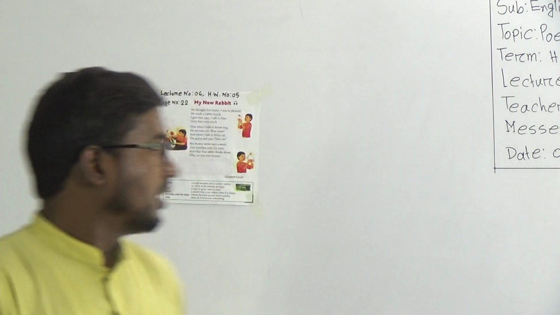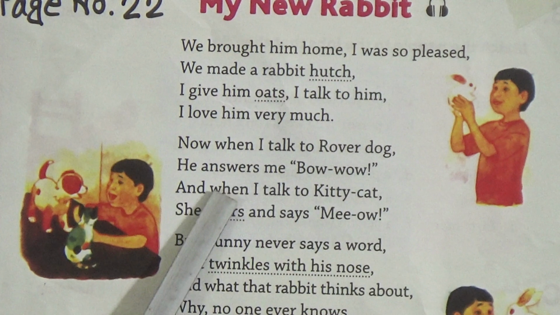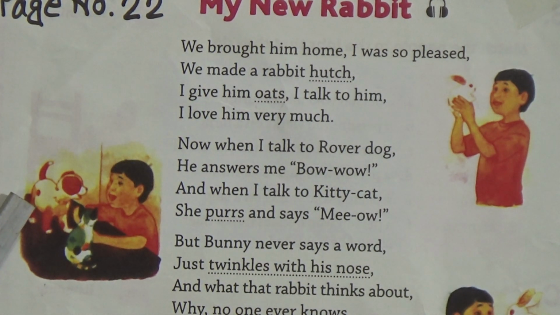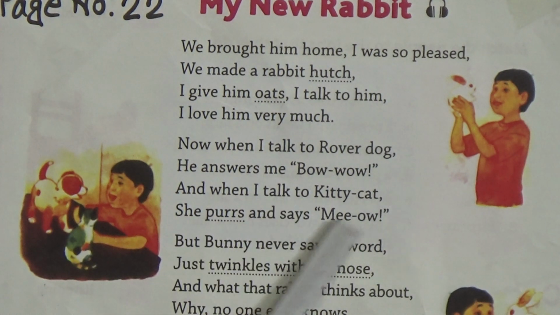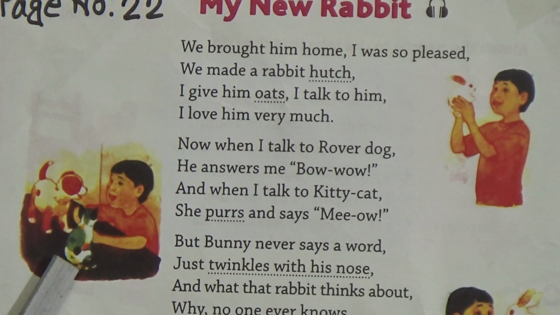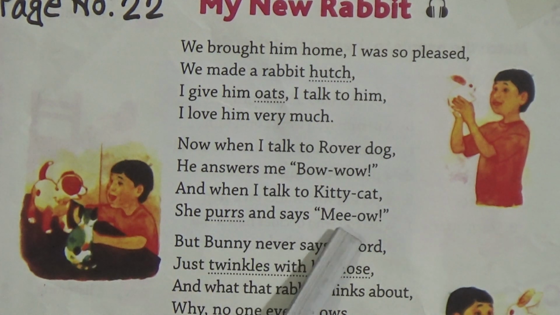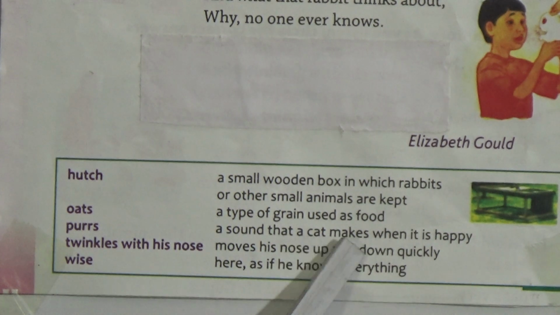Now second stanza, line number 5. Now when I talk to Rover dog, that means another pet of the speaker, he answers me bow bow. And when I talk to kitty cat, or small cat, another pet, she purrs. Look at the word purrs, P-U-R-R-S. The pronunciation is purrs, and she says meow meow. In the word meaning section, the meaning of purr is given: a sound that a cat makes when it is happy.